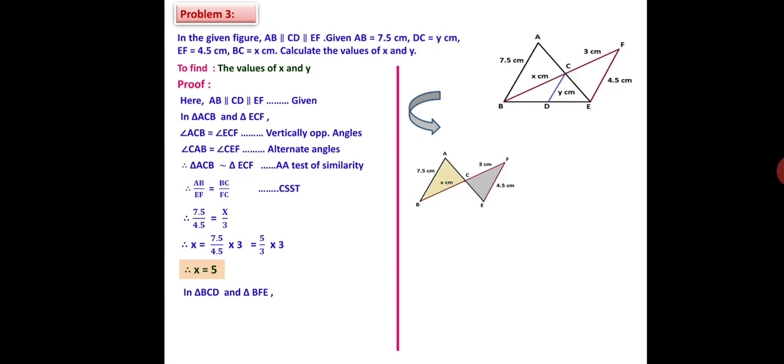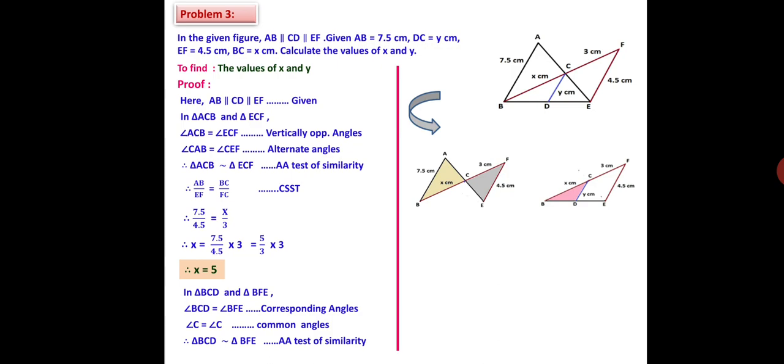Now in triangle BCD and triangle BFE, see these two triangles. In these two triangles, that are also extracted from the original figure, what you are getting, angle BCD is equal to angle BFE, corresponding angles. Angle B is congruent with angle B, which is a common angle. Therefore, triangle BCD is similar with triangle BFE, a test of similarity. Therefore, BC upon BF is equal to CD upon FE, corresponding sides of similar triangles.